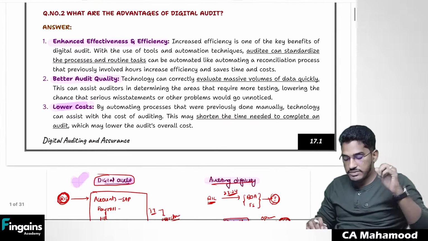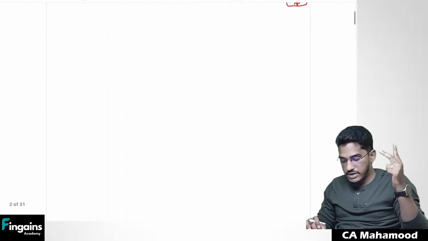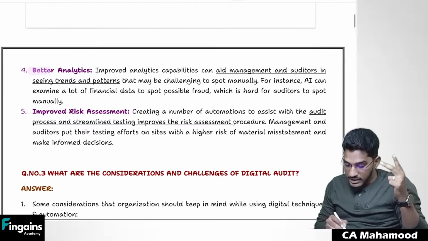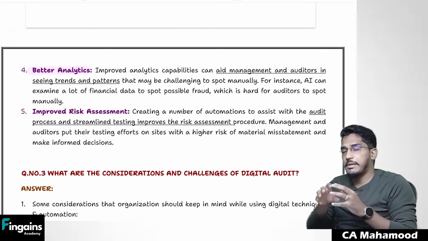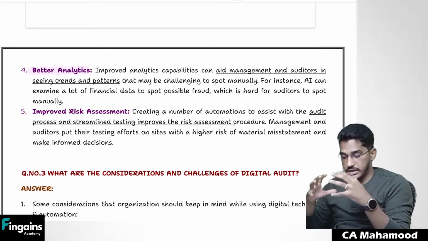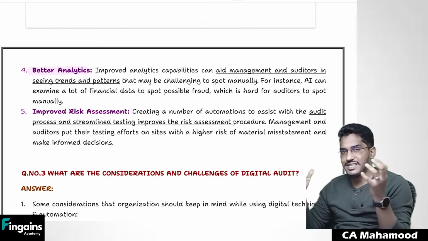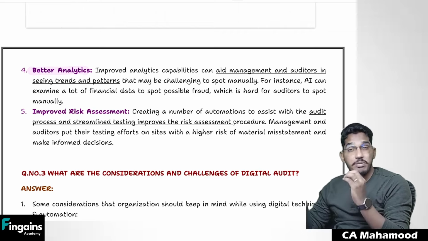So three advantages we have seen. Number one, enhanced efficiency and effectiveness. Number two, better audit quality. Number three, cost will get reduced. Number four, better analytics. You tell me, will humans do better analysis or will systems do better analysis? Keeping in mind the advancements happening in technology, tell me who can do better analysis. We are all seeing this AI. Tell me who is doing better analysis. Systems always will do better analytics.